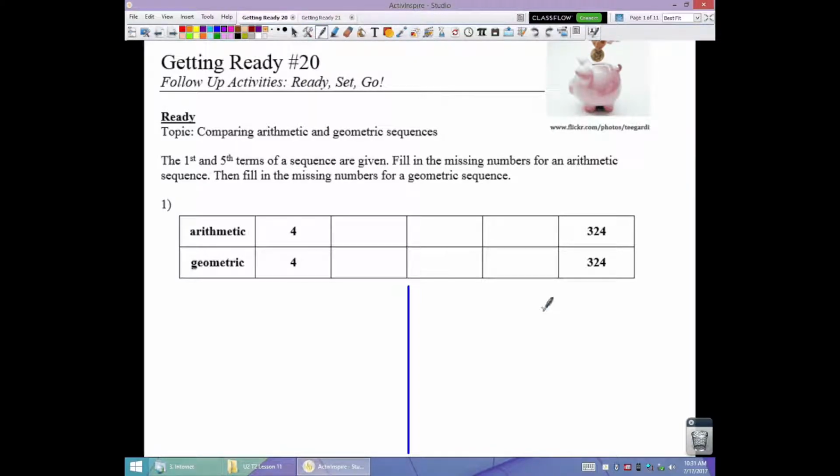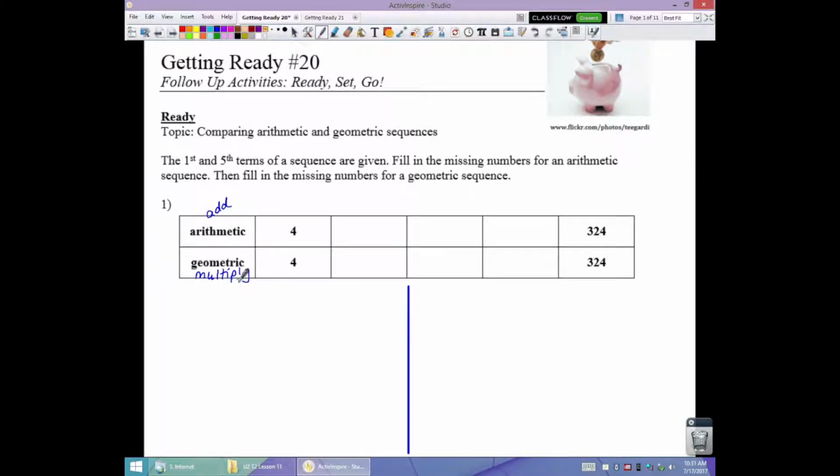All right, so in Getting Ready 20, this first part we're going to look at completing, so filling in some arithmetic and geometric sequences. What we called this previously was each of these boxes that we're going to fill in is actually an arithmetic mean or a geometric mean. Okay, so just to refresh your memory, an arithmetic sequence must always add and a geometric must multiply.